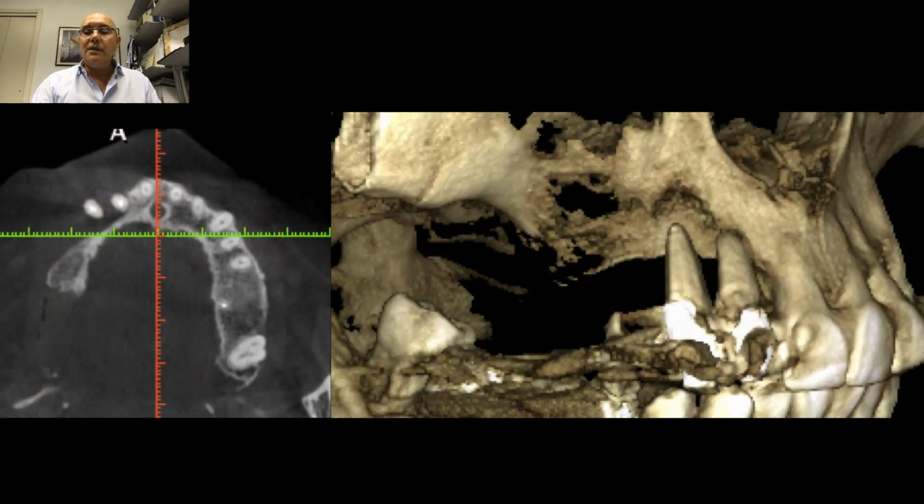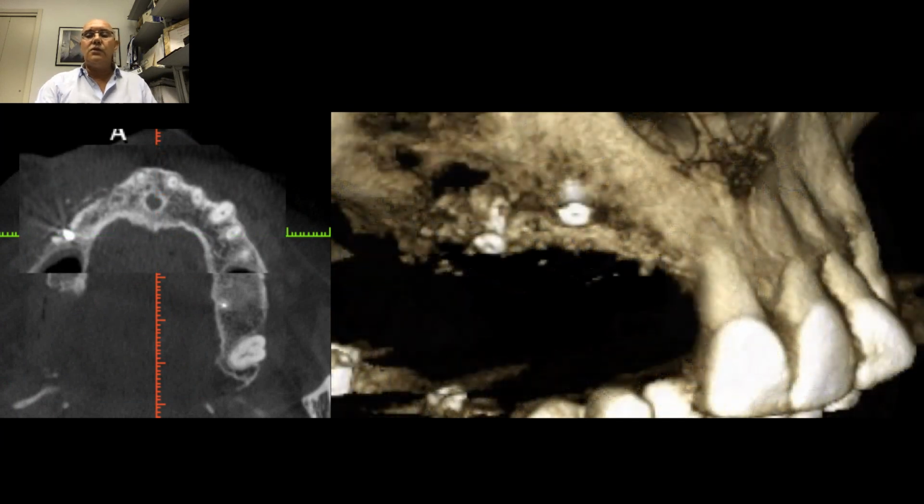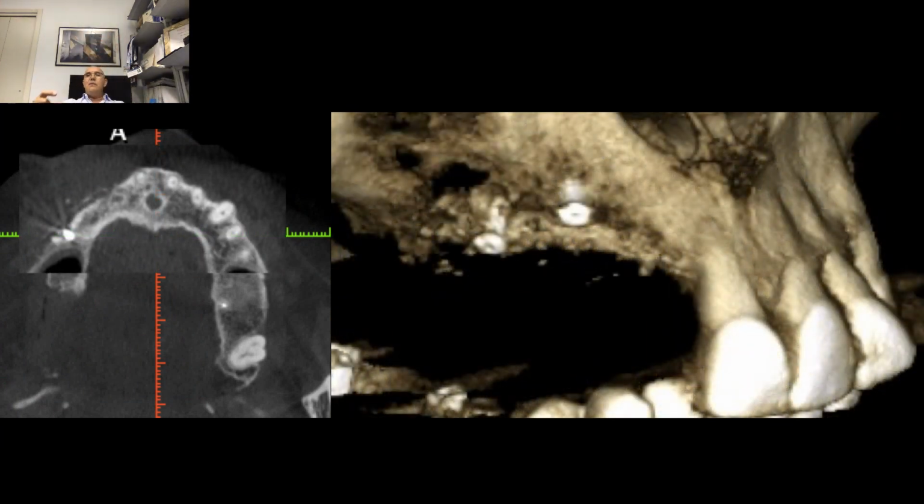In this case, as you can see, I decided to put 2 tenting screws. The 2 tenting screws were 7 millimeter long, so they were actually protruding out of the bone crest by 5 millimeters, and the lamina was sitting on top of it. And the bone graft, of course, was underneath.